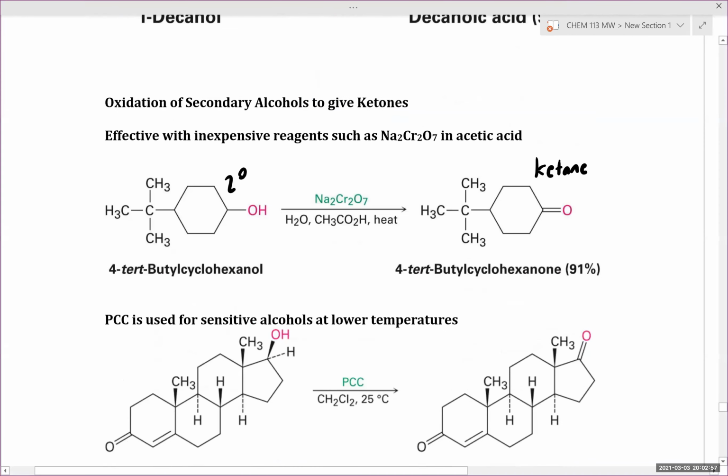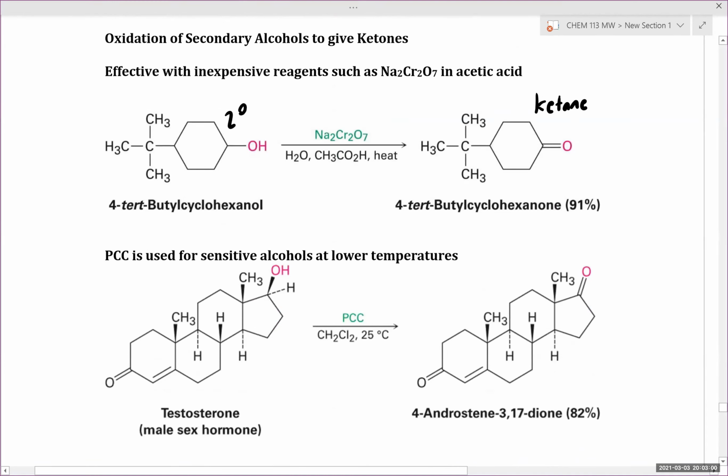One other thing that I would like you to note is that the PCC, or pyridinium chlorochromate system, is typically used for sensitive alcohols at lower temperatures. So it's useful if you have a particularly reactive or sensitive alcohol and you have functional groups in your molecule that you don't want engaging in side reactions. So PCC oxidation is a little bit milder than your typical chromium trioxide oxidation. Does this make sense to everyone on the purpose of each oxidizing reagent and the mechanism for how each reagent functions?